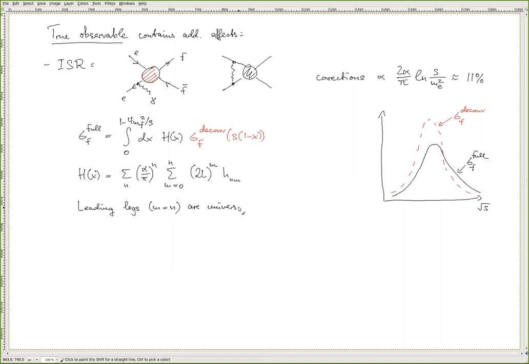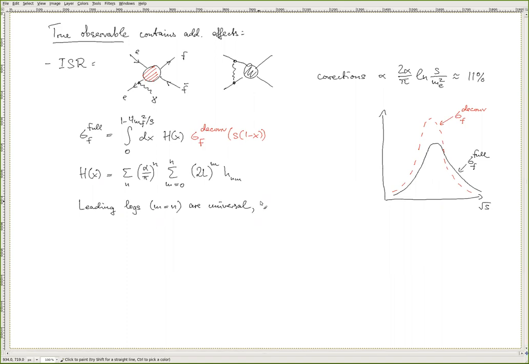So for computing these, you don't need to know what your deconvoluted hard process is, whether this involves Z boson production or something completely different. They are actually known by now to pretty high order, n equals six. Then there are also so-called subleading logs, where m is smaller than the number of powers n. They can also be computed. Some of them are known, but they then become process dependent. But for this particular process, e+ e- to two fermions, they have been computed as well.